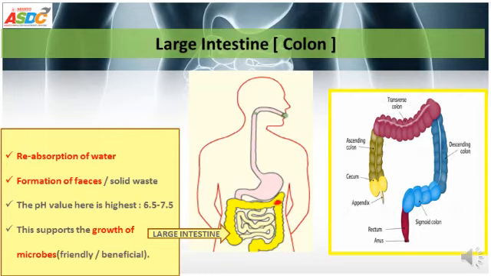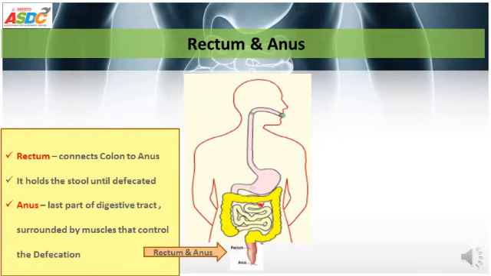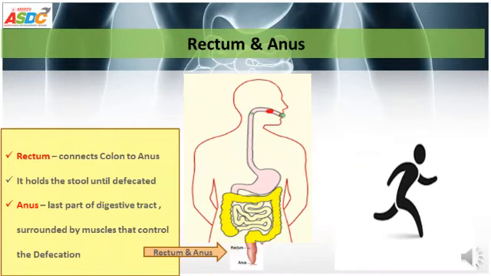The stool that is formed in the large intestine is sent to the rectum temporarily and then sent further into the last part of the digestive tract, which is called the anus. Anus is surrounded by muscles that control the defecation until one finds a right place to defecate.